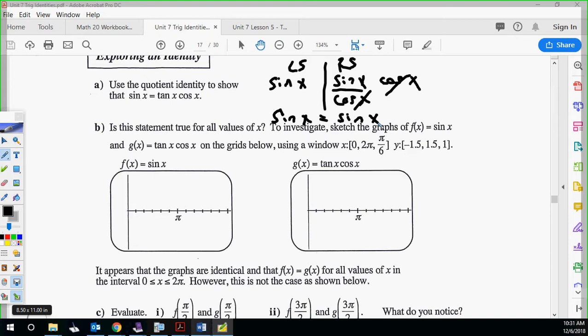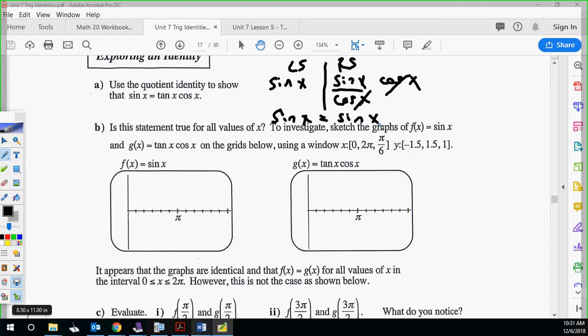So when I cancel cos x, because cos x being on the bottom, I have a problem, right? Because can cos be 0? Yeah, cos can be 0, at pi over 2, 3 pi over 2, right? So my point is that these graphs are still going to be different even though they're equivalent. Okay? So you're going to have some holes you have to think about.